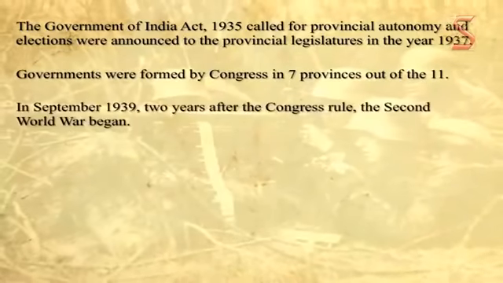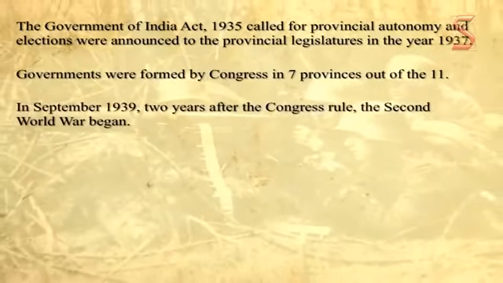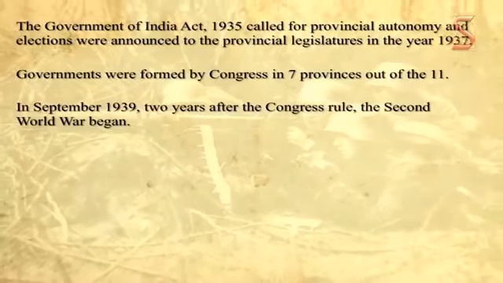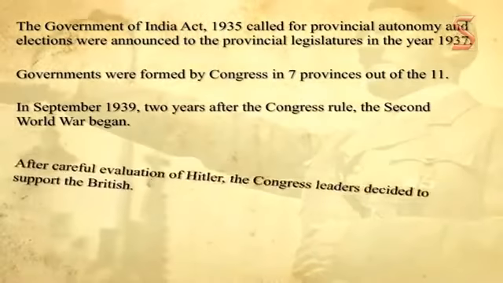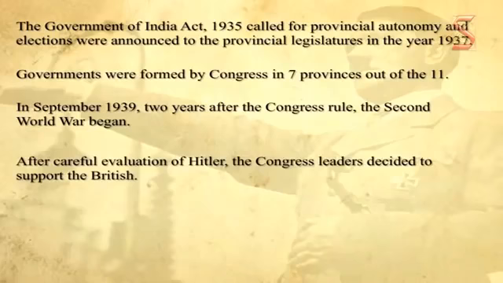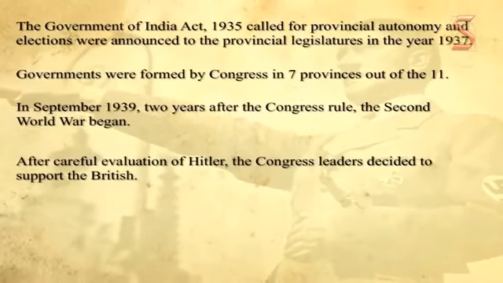In September 1939, 2 years after the Congress rule, the Second World War began. After careful evaluation of Hitler, the Congress leaders decided to support the British. Students, the Congress leaders wanted independence for India from the British in return to their support in World War II. But the British did not pay any heed to this demand, although the Congress ministers resigned as a mark of protest.